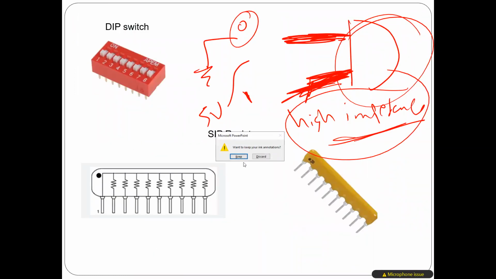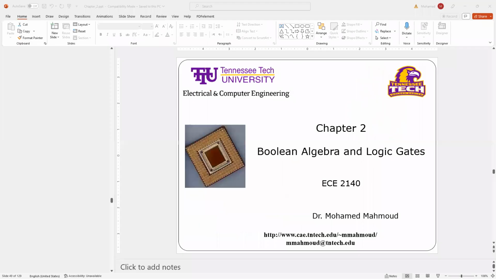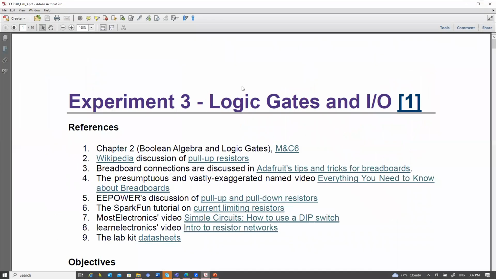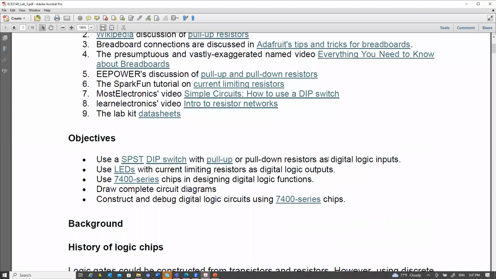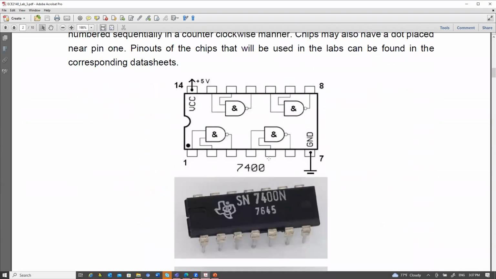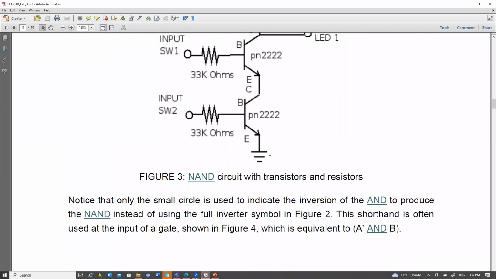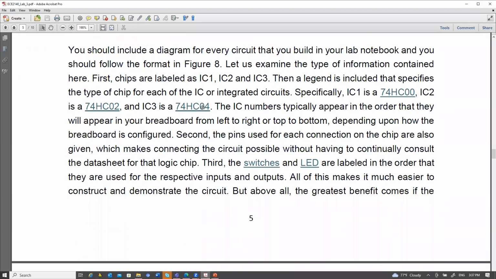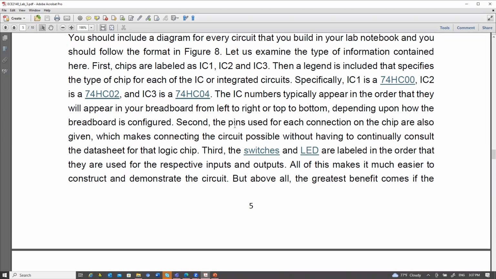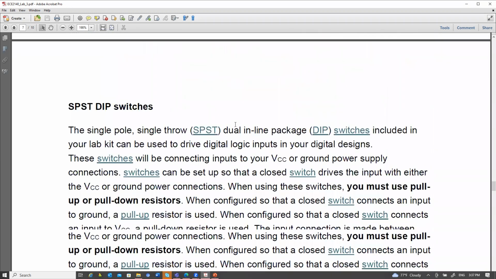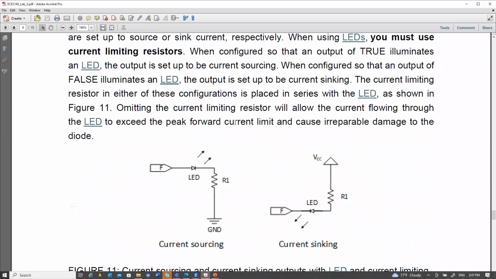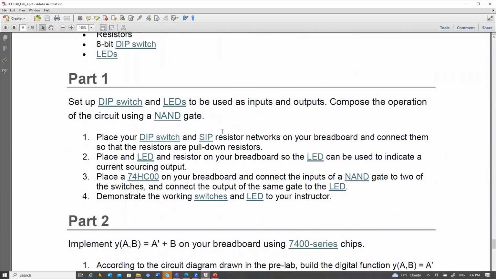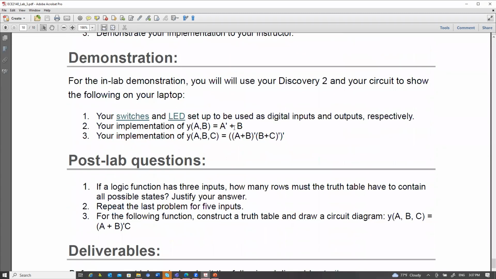Let me look again at the lab to see if there is anything here I can clarify more. Again, that's what I told you. If you look here, you can see the link. I think that's all I have. Anyway, if you have any questions, just let us know. It should be okay. Thanks.